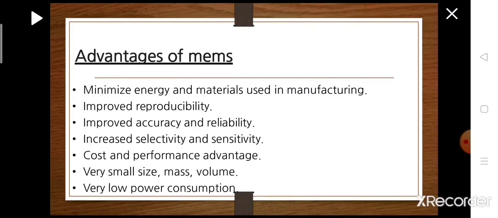What are the advantages of MEMS or micro electromechanical systems? It minimizes the energy and materials used in manufacturing, and it improves reproducibility. It also improves the accuracy and reliability. It also increases the selectivity and sensitivity. The cost and performance is an advantage, along with very small size, mass and volume, and very low power consumption.